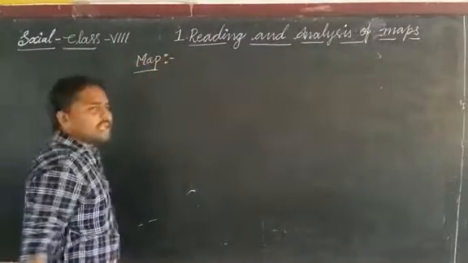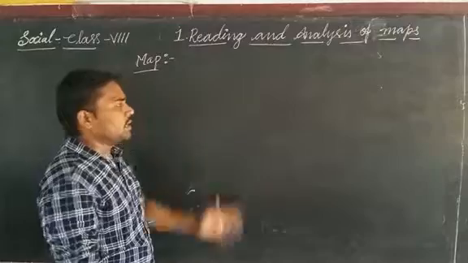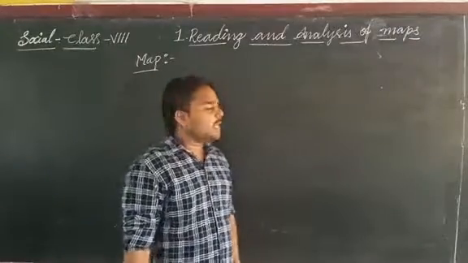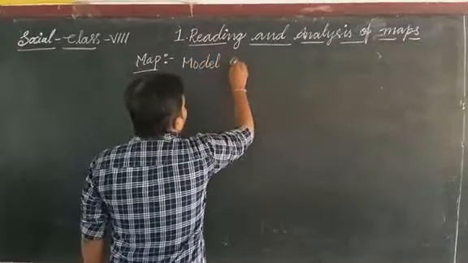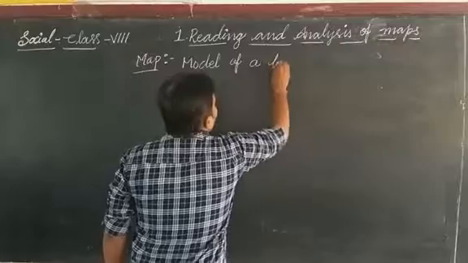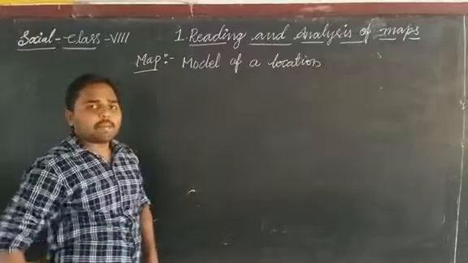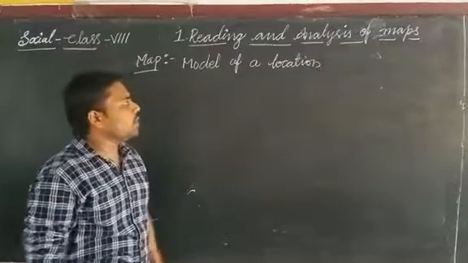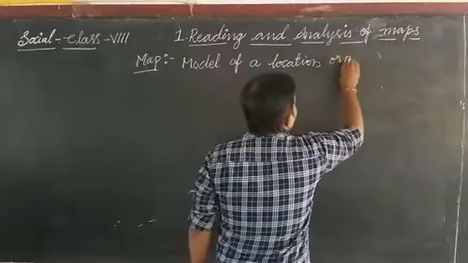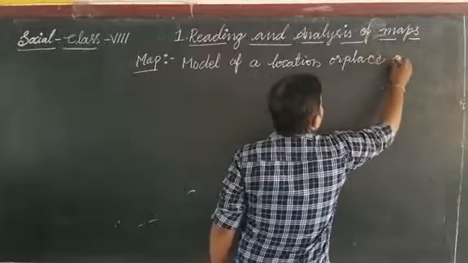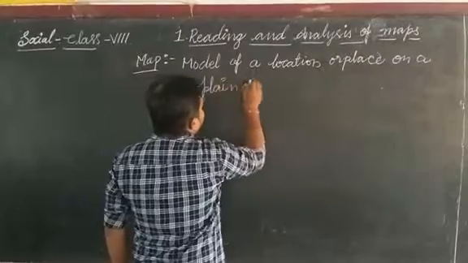What is the exact meaning of a map? A map is the diagrammatical representation of a particular location. Simply, the map is the model of a location. Simply, the map can be defined as the model of a location or the model of a place on a plain sheet. That is called a map.